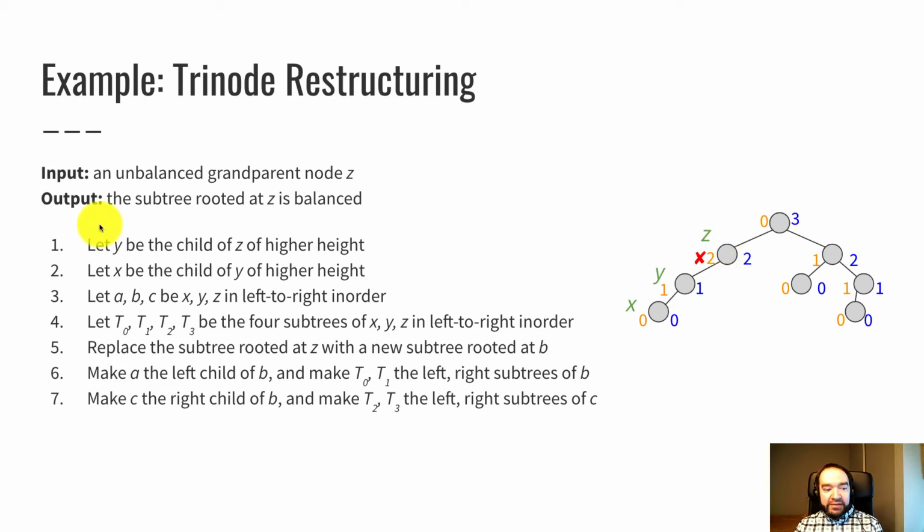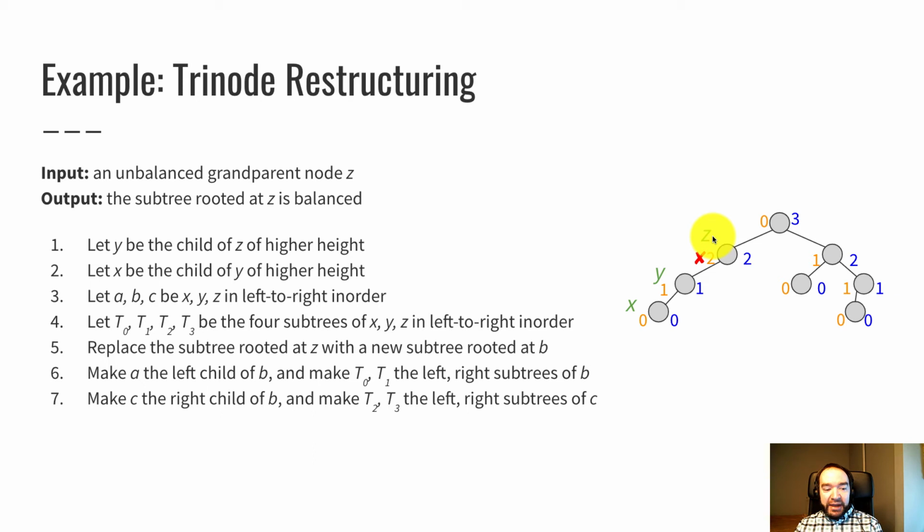And then Y is the child of Z of higher height. So Z has a left child of height 1 and a right child, which is a null pointer, which is -1. So definitely the left child is the higher of the 2. So that's Y. And then X is the child of Y, the grandchild of Z, of higher height. Y has a left child node of height 0 and a right null pointer of height -1. So X will be picked. The left child will be picked as X. So now I've got my X, Y, Z. These are kind of the important nodes that need to be rearranged.